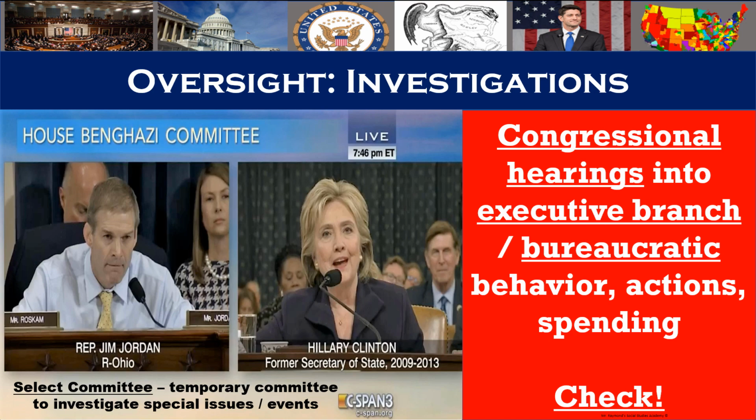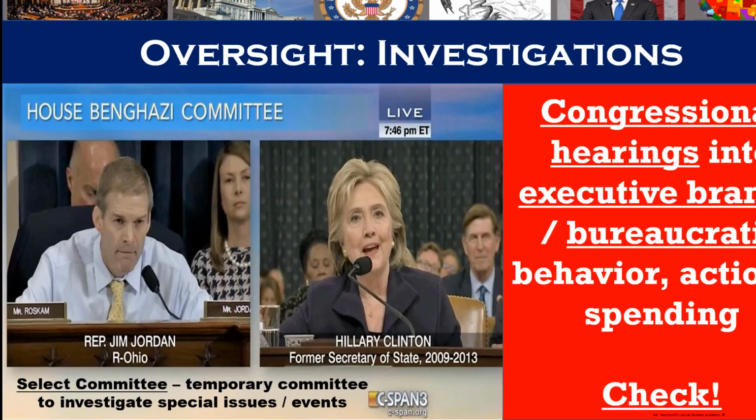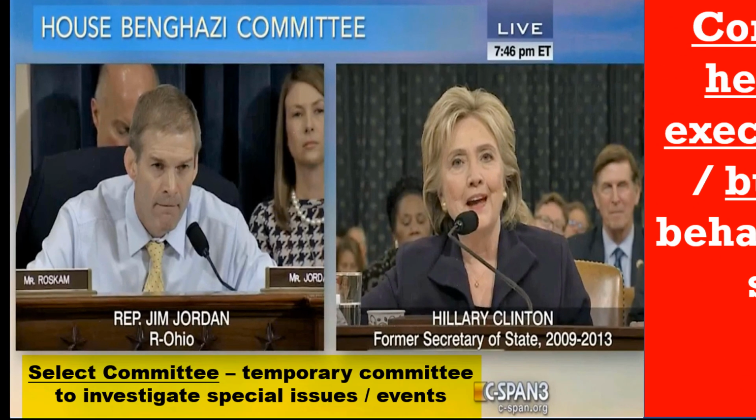Congress can hold hearings and investigations into departments of the executive branch and even presidents for behavior or actions or spending that seems problematic. Sometimes a select committee is created, and this is a temporary committee formed to investigate a specific issue, such as the Benghazi Committee, which investigated then Secretary of State Hillary Clinton's handling of the assassination of one of America's ambassadors in Libya.